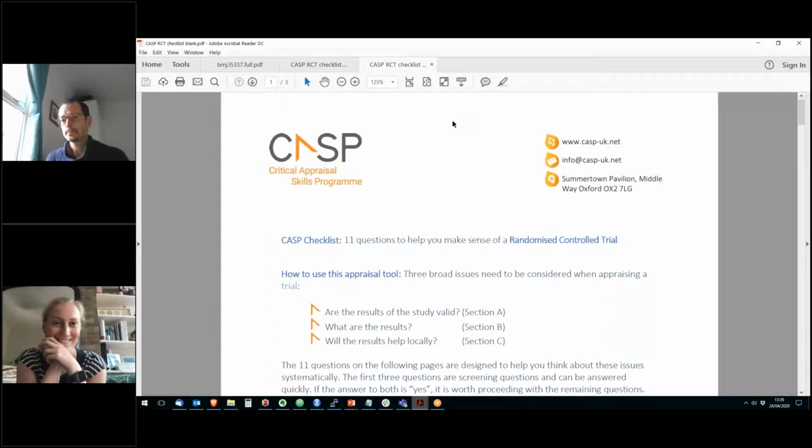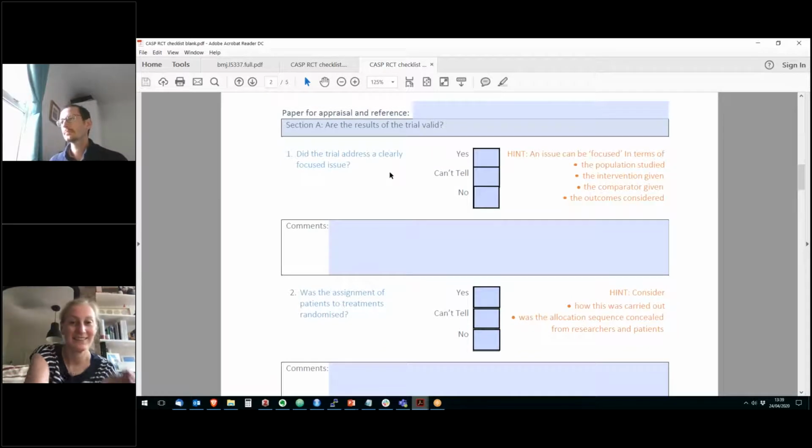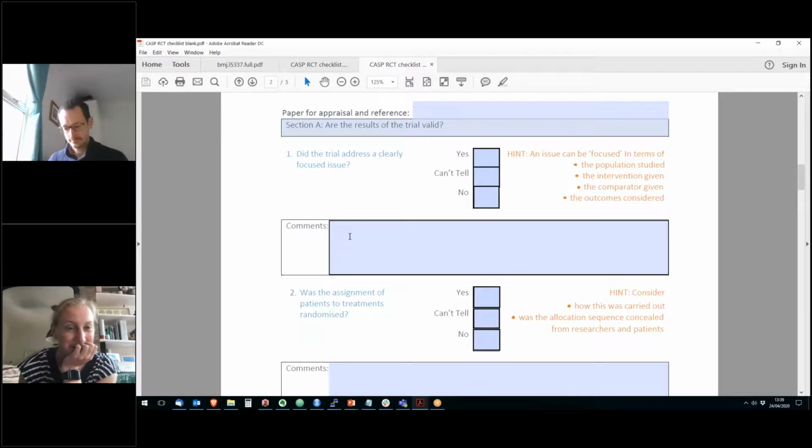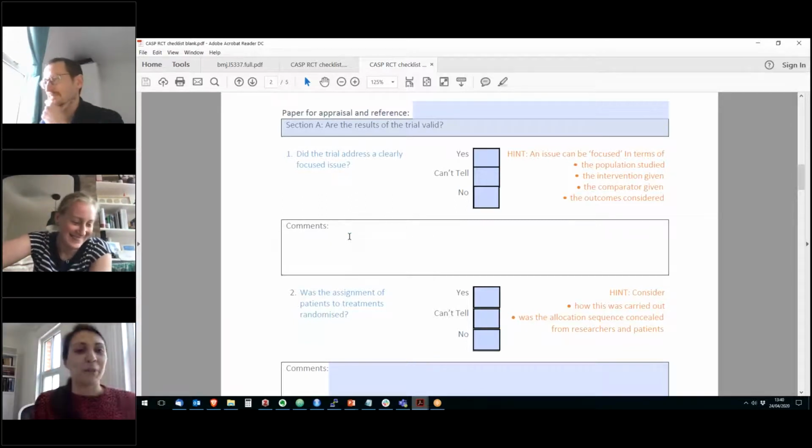Okay, everybody, let's start getting the feedback from everybody. The first thing we're going to do is talk about validity first, and then we'll talk about the results. So whoever was in the validity group, we're going to start talking through the CLASP toolkit, essentially, to get the feedback in a structured way. And Andrew's going to be typing for us so that we get everything recorded through. Typing badly, I'm sure it will be amazing.